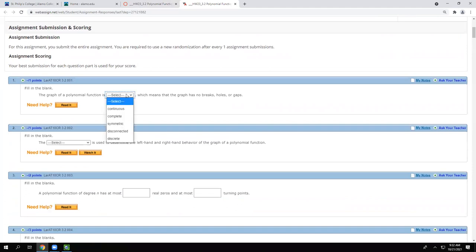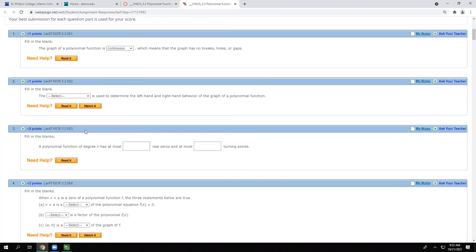The graph of a polynomial, when it has no breaks or holes or gaps, is continuous. Then number two, the blank is used to determine the left. Which one of these tests is used to determine the end behavior? The leading coefficient test. And then a polynomial function of degree n, meaning the highest power is n, has at most n real zeros and at most n minus one turning points.